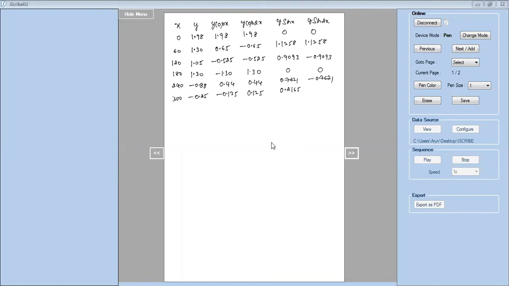Point 2165, correct. Again, this is 0.2165. So these are the values in the table: x column, y, cos x, and all these things. Now we need the summation of all these columns, starting from y, then y cos x, y sin x, y cos 2x, all these things. So just add and take a summation.